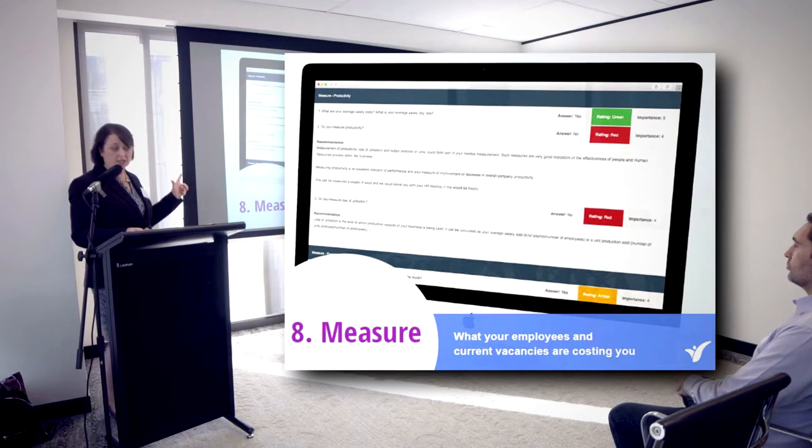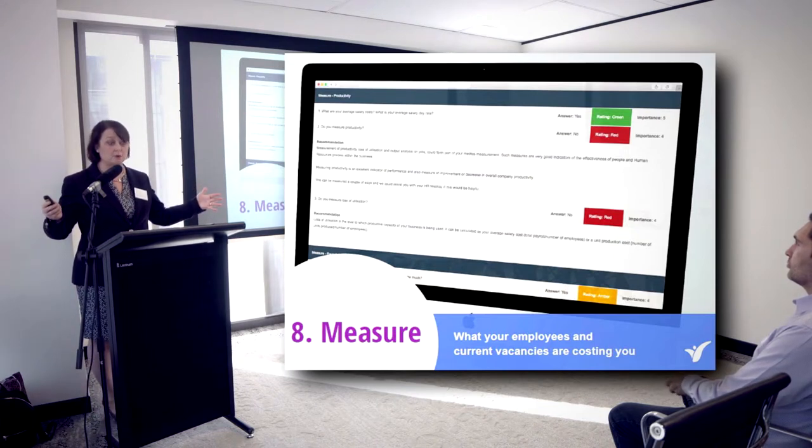Under measure, we talk about what are your employee costs, and I see this area as one of the strongest to give you that lift in productivity and profitability. Questions in this section is, do you manage loss of utilisation? In other words, how long does it take you to fill a role? Do you measure productivity by employee? A lot of businesses still don't do that. And do you know what your current long service leave liability is?